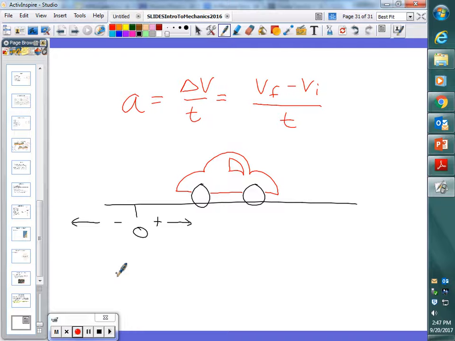All right. So I drew myself a car, even though the wheels aren't on the ground, but that's okay. The wheels go into the ground. I gave myself a reference point. I marked it as 0. And I said that positive is towards the right and negative is towards the left. Okay?